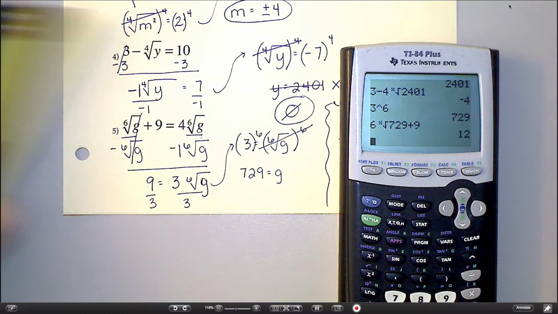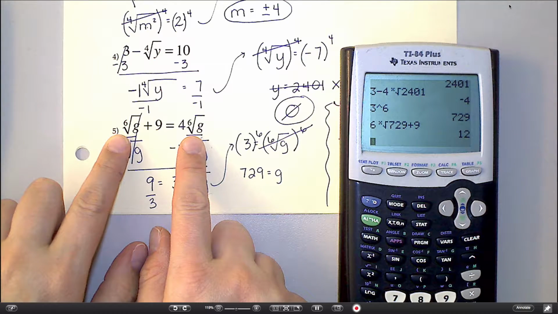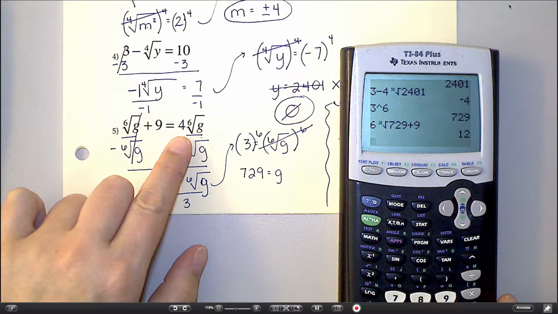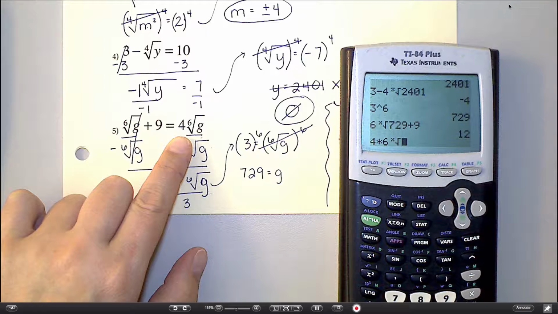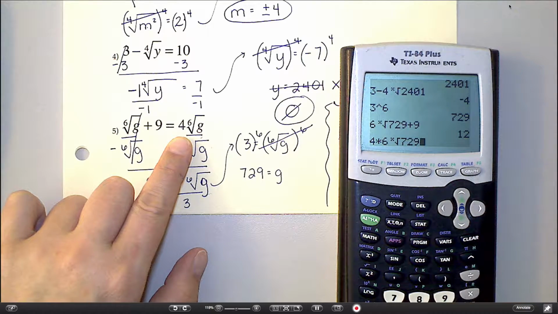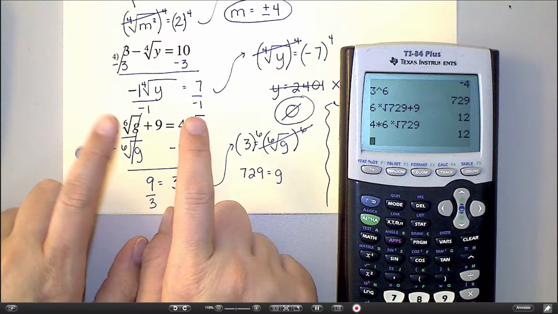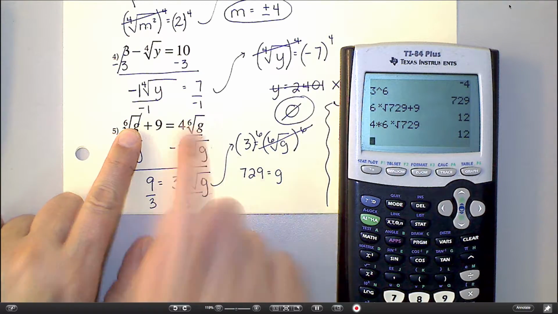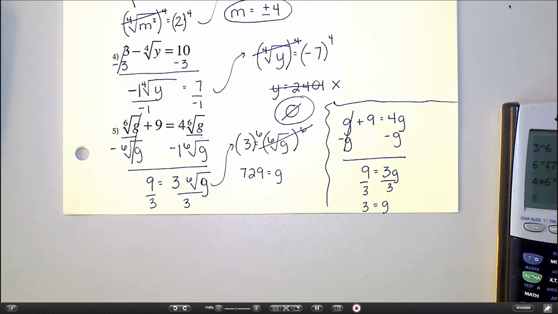Okay, so on this one, we know that this side is equal to 12. What we need to know is, does that match what this side's equal to? So I would type in 4 times the 6th root of that 729. Okay, so that's what the right side of the equation says. It also equals 12, so because I ended up with 12 equals 12, I'm good to go. And that would be my final answer.